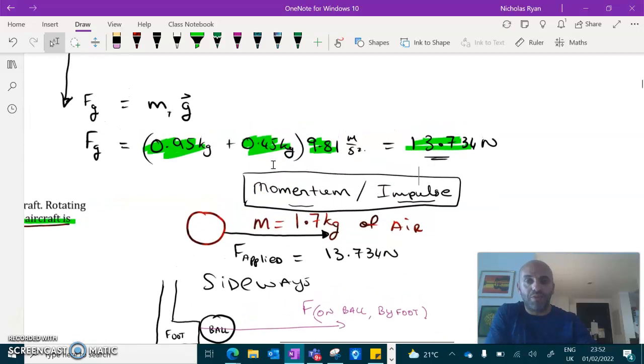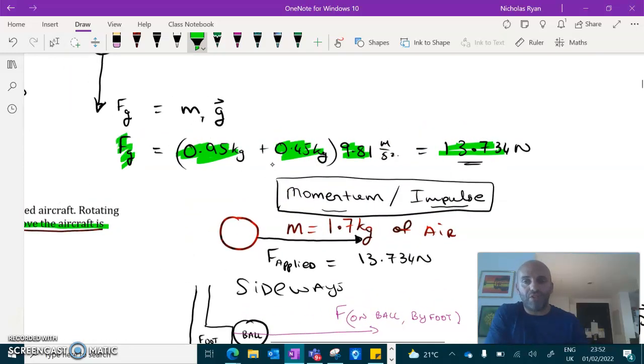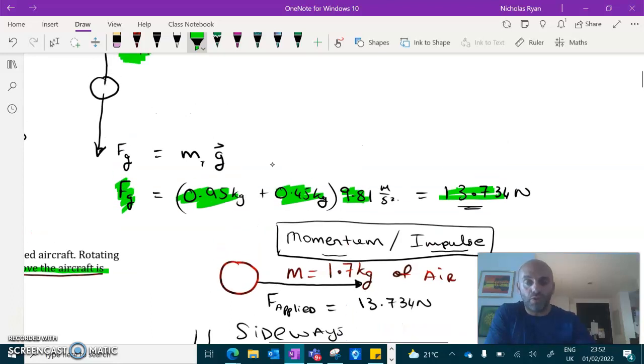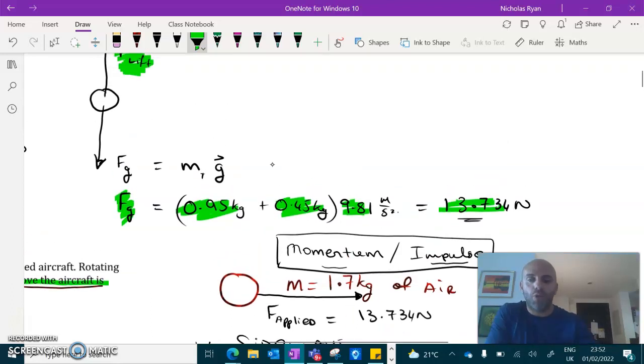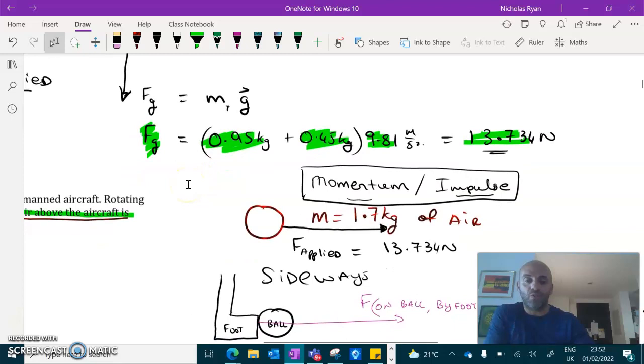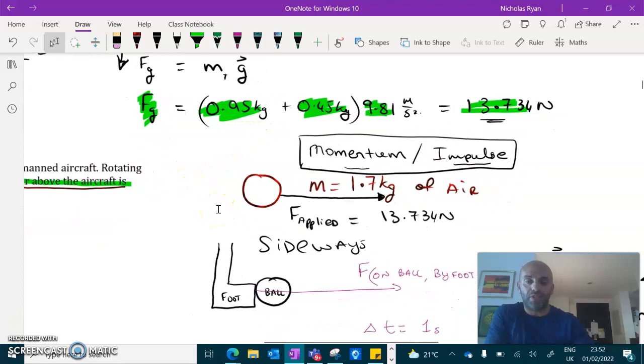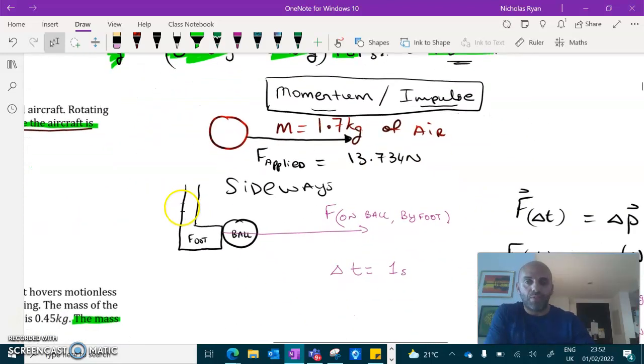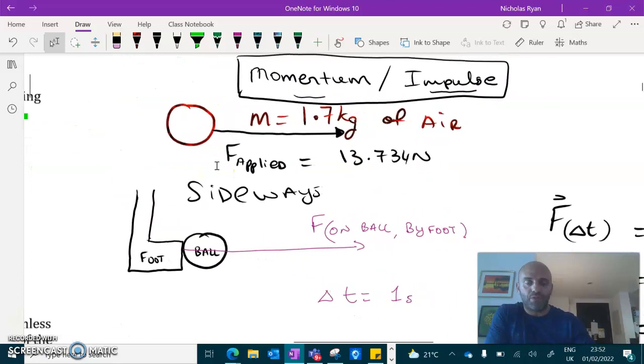That's going to be the size of the force of gravity of the drone and package combined, but also the size of the lift force that's going to be applied on the drone. And by default, if it's the size of the lift force, that means it's also the size of the force applied on the 1.7 kilos of air. So at this point I decided I was going to turn the problem sideways, just to take any vertical stuff out of the equation and just turn it into a linear momentum problem.